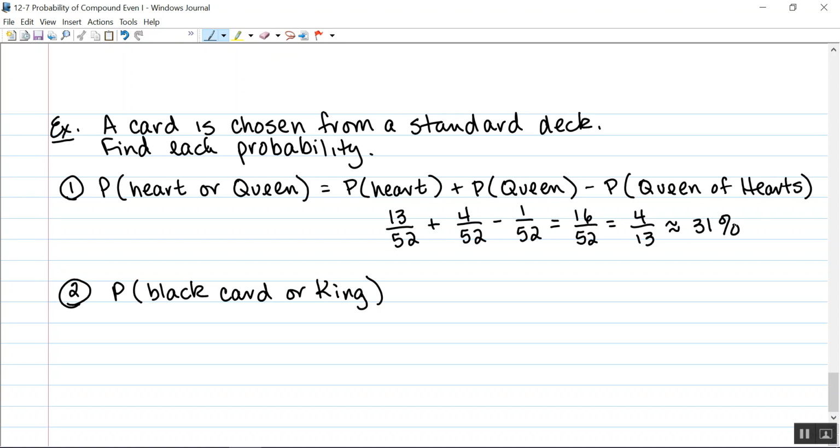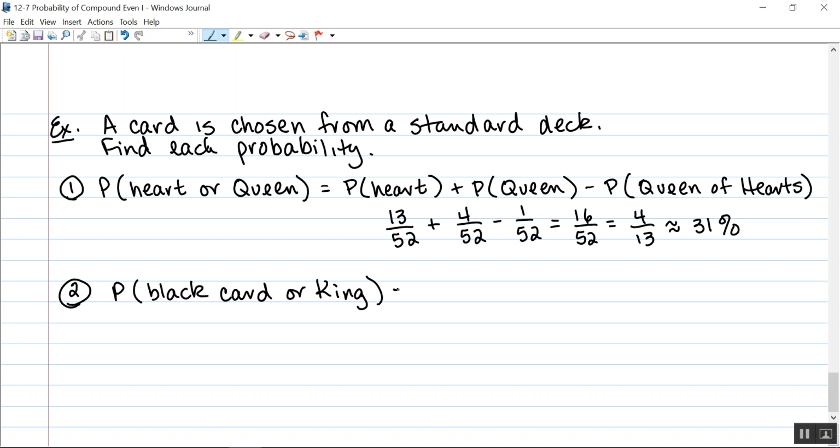So you're probably wondering, why do we have to subtract here? Because when I'm talking about these 13 cards here that are hearts, the Queen of Hearts is one of those. Then when I'm talking about these 4 cards here that are queens, the Queen of Hearts is one of those. I can't count it twice. I can only count it once. So I have to subtract one of those occurrences of the Queen of Hearts from the probability.